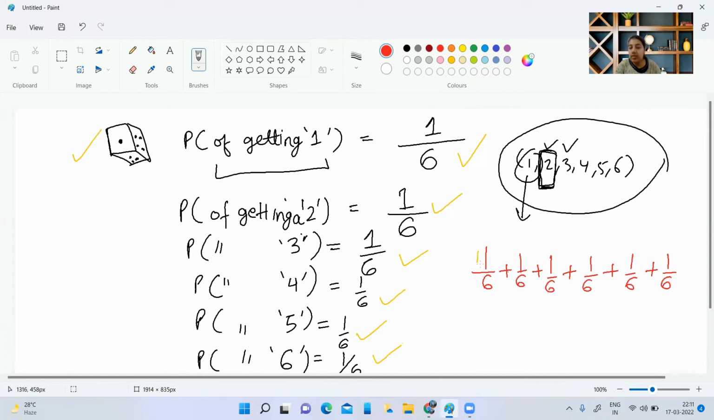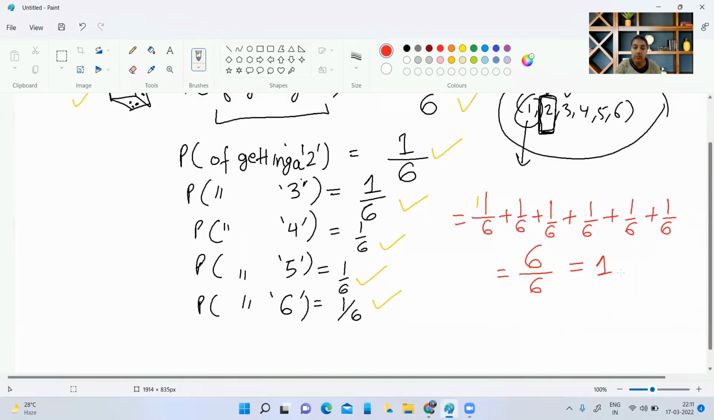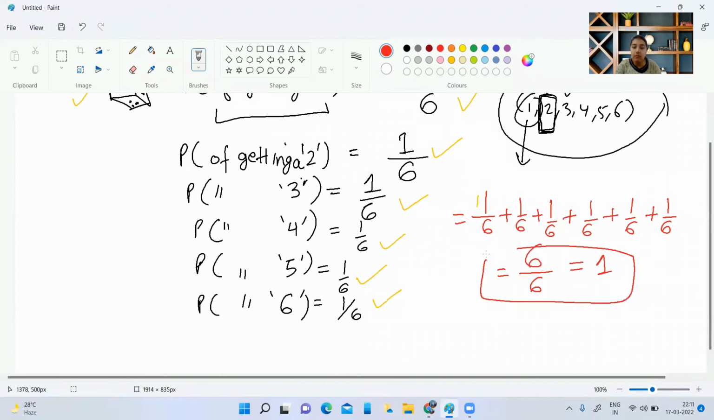So that will give me 1 plus 1 plus 1, 6. And the denominator will be the same. So 6 by 6 will result in 1. So always remember, the sum of all possible events is always 1. From this result, we drew one conclusion that in any case, the sum of all possible events, and it is your task to find how many possible events there are. On a die, we always know that there are going to be 6 events. So the sum of all possible events will result in 1.